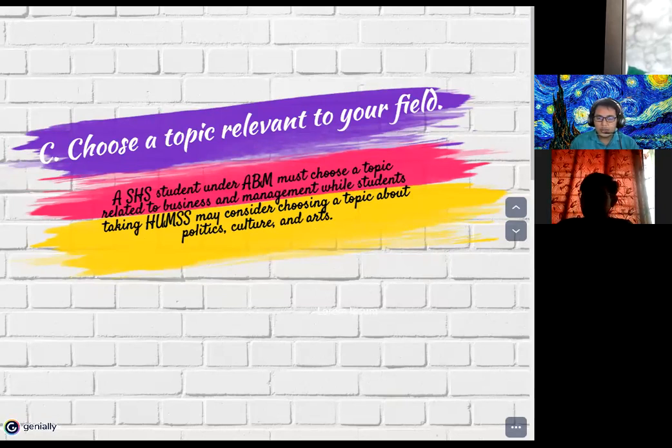Students taking HUMSS may consider choosing a topic about politics, culture, and art. With you, STEM has something to do with science, technology, and engineering. So that is letter C. Under choosing a broad topic, your topic should not be only something you are interested in. It should not only be significant, but also it must be related to your field or strand. Those are some important things in choosing a broad topic.